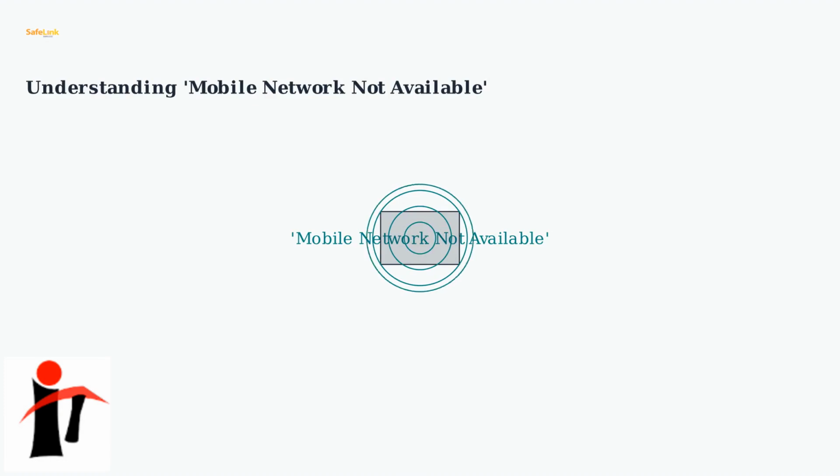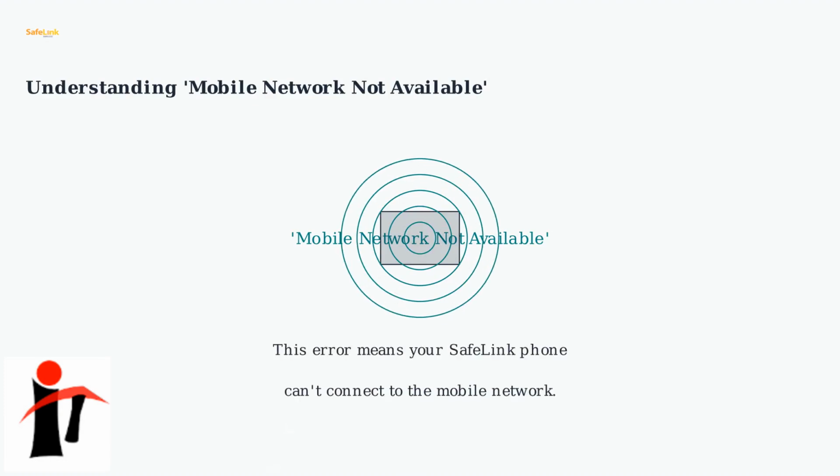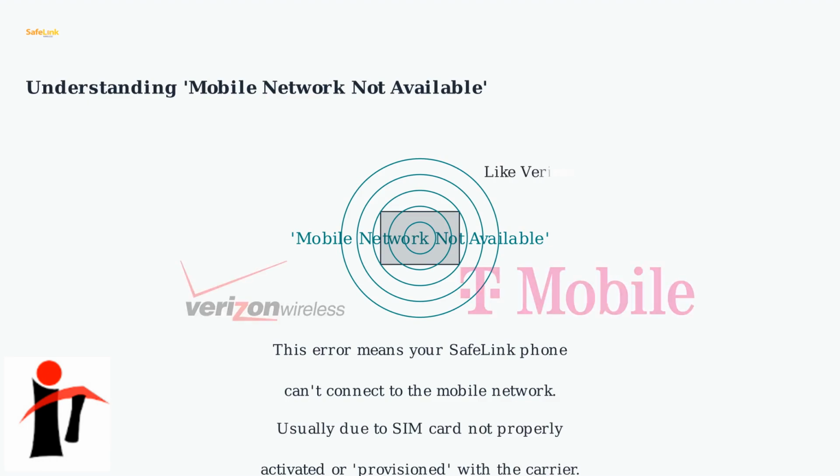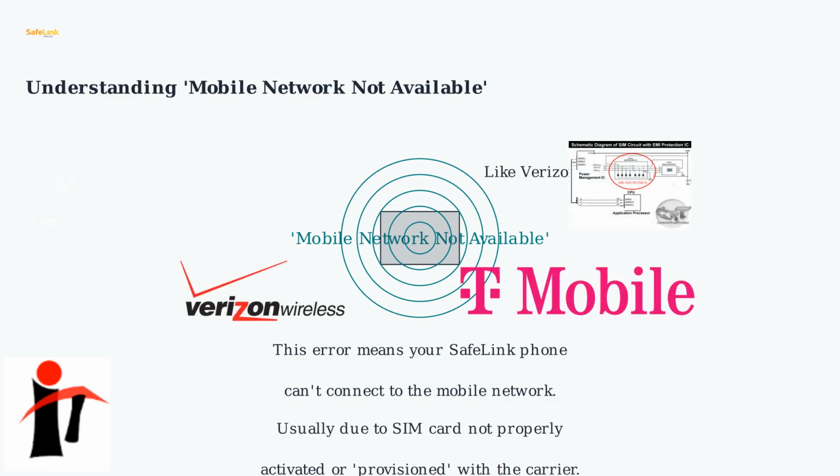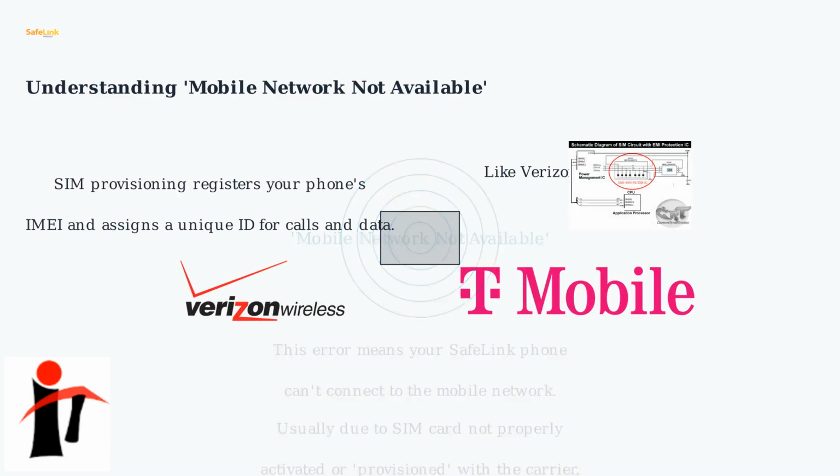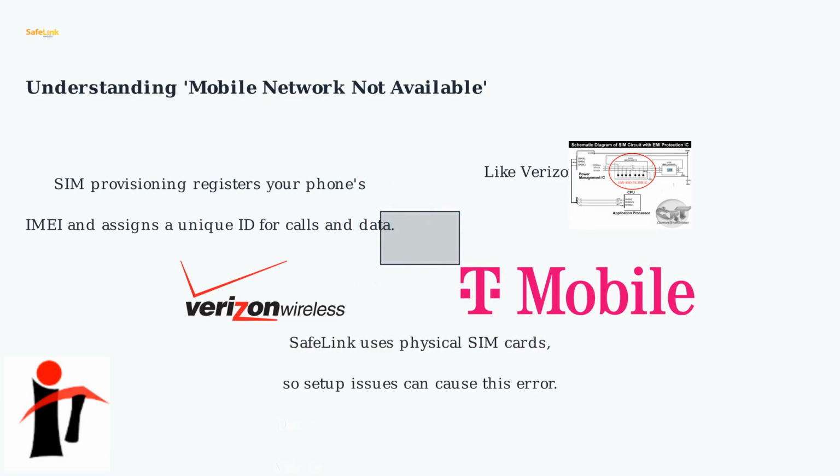The mobile network not available error on your SafeLink phone means it can't connect to the mobile network, usually due to SIM card issues. This happens when the SIM card isn't properly activated or provisioned with the carrier like Verizon or T-Mobile, depending on SafeLink's partnership in your area.